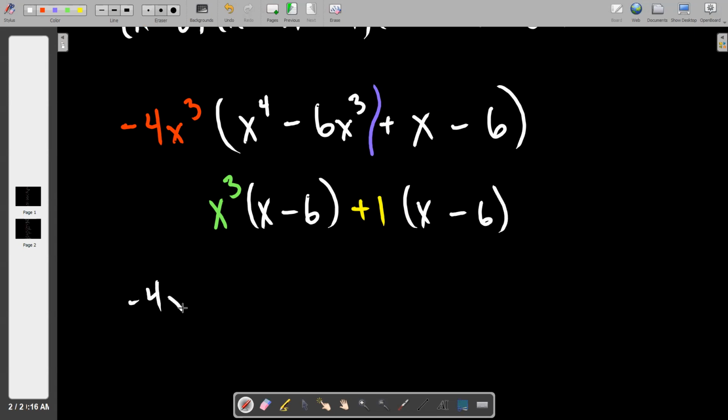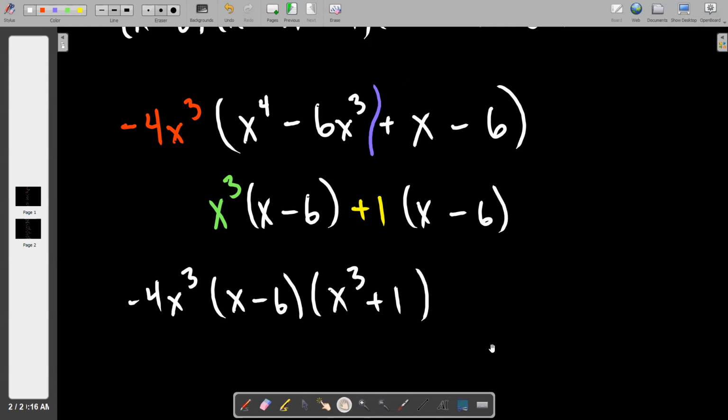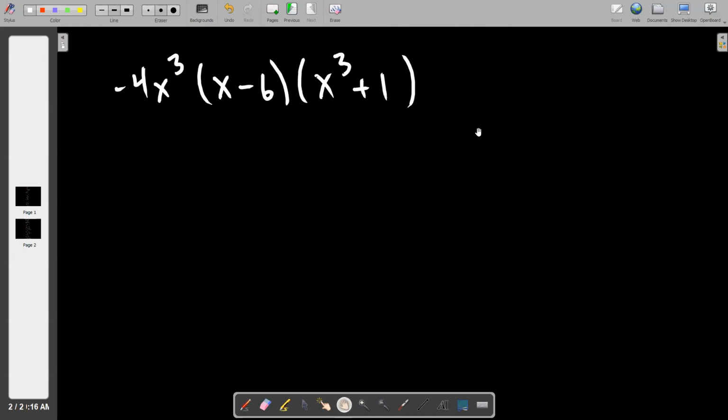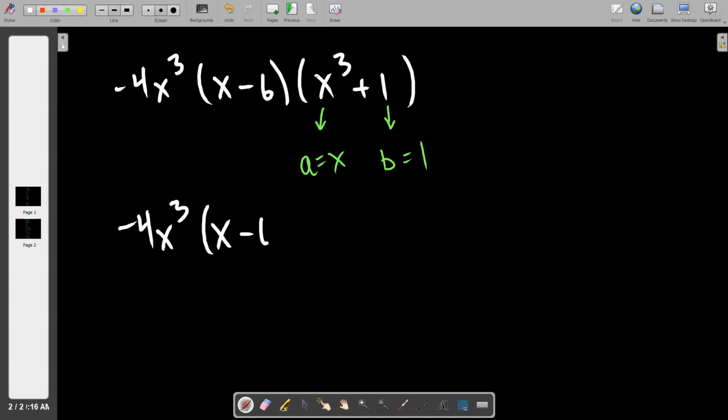times the commonality. Plus 1. This is cubes, right? So A is x, B is 1. So we got GCF, dead factor, x plus 1.